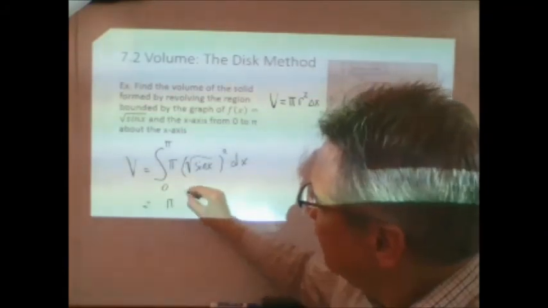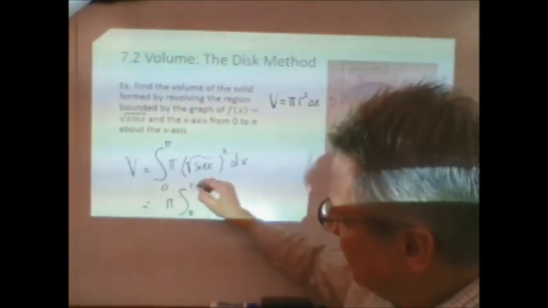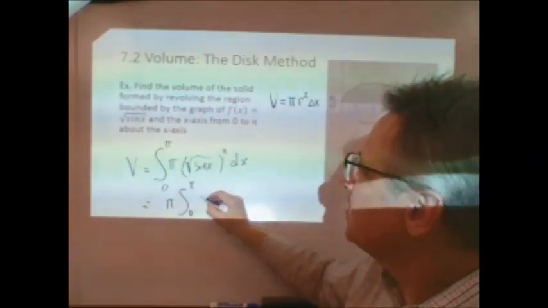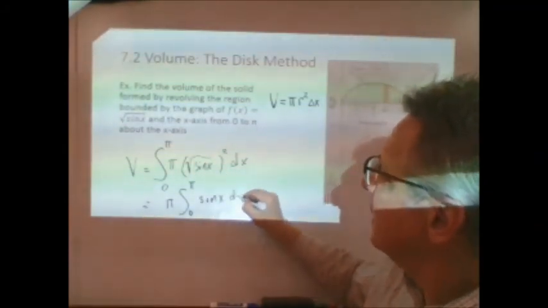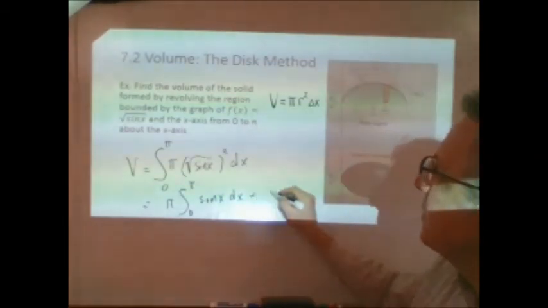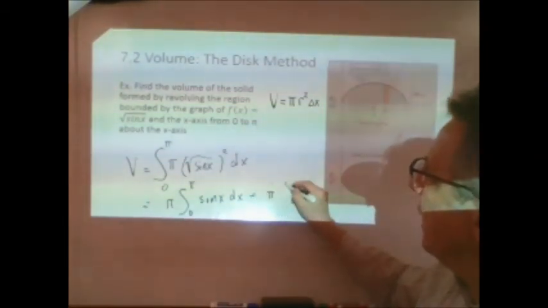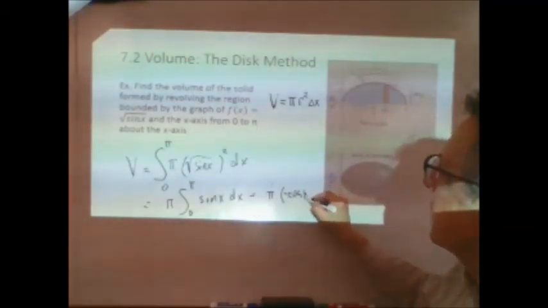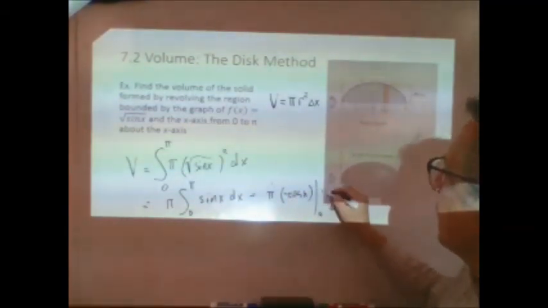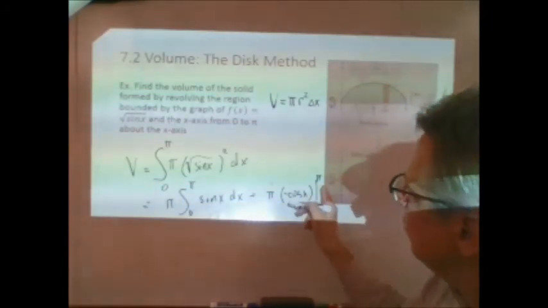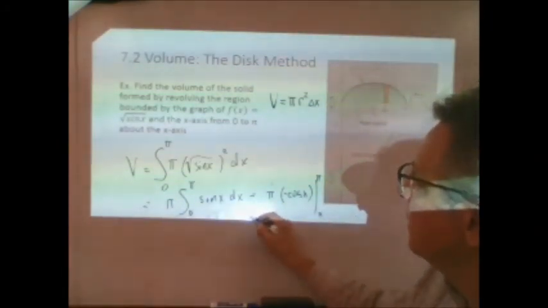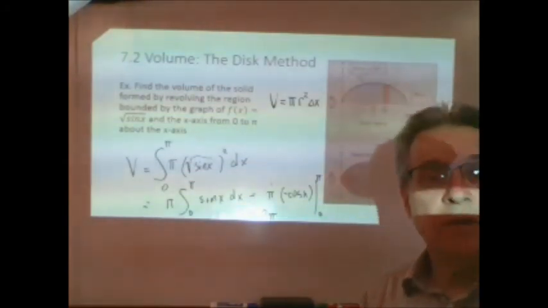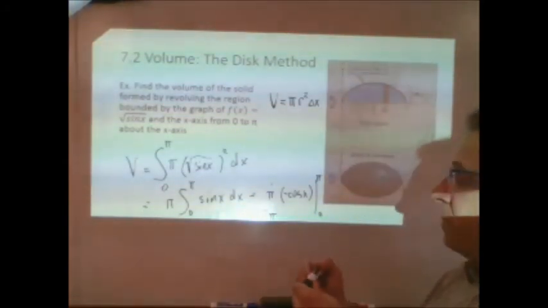We can move the pi out front because that's just a constant. And if we square the square root of sine x, we just get sine x. And this is dx. And so this becomes pi times the integral of sine x, which is negative cosine x. And we want to evaluate that from 0 to pi. And if you plug pi and 0 in there and subtract, you'll find that the answer for this is 2 pi.